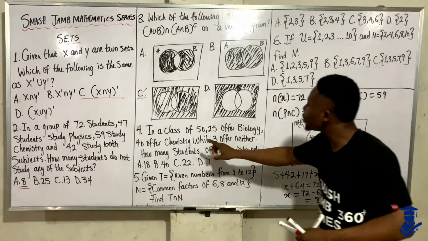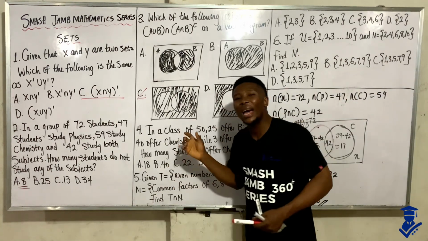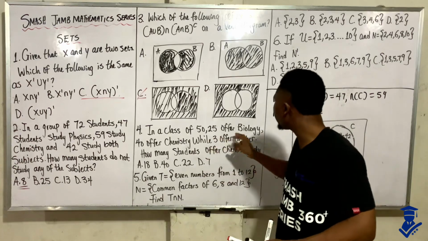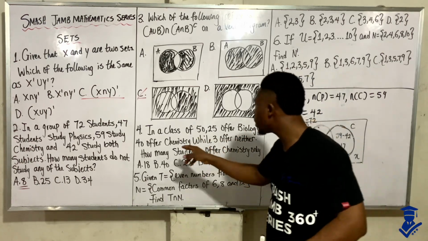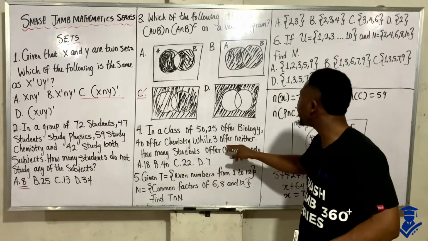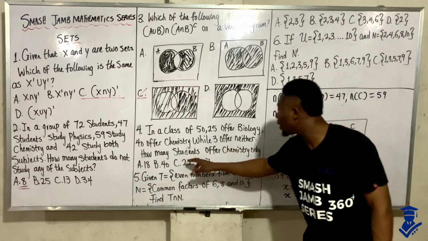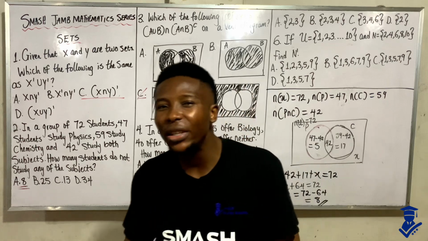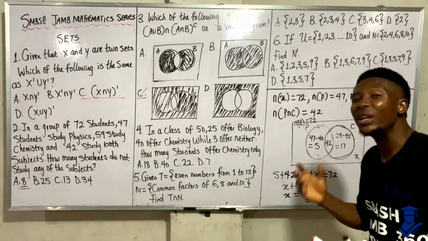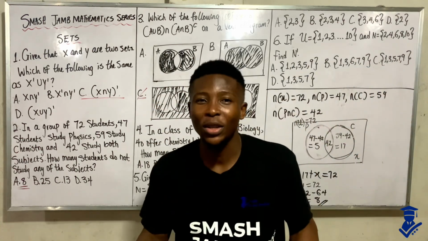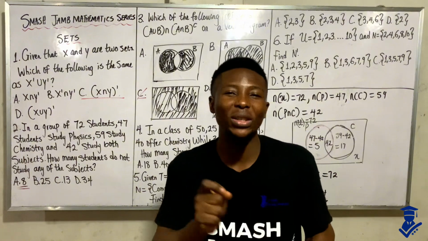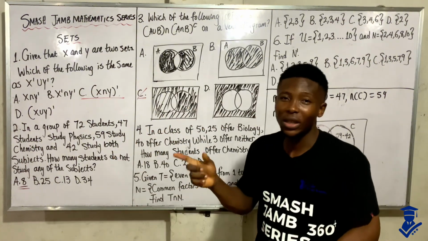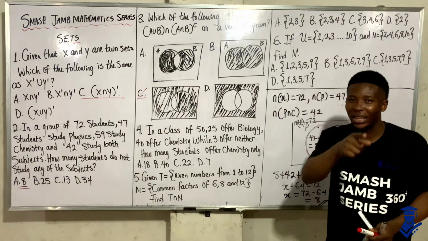Now let's look at the next question. It says, in a class of 50 students, 25 offer biology, 40 offer chemistry, while 3 offer neither. How many students offer chemistry only? Chemistry only. The English is clear. Now, many students, it's not that they can't do mathematics, but just because they do not really understand English. Sometimes English is the problem. But I know you understand it, all right?